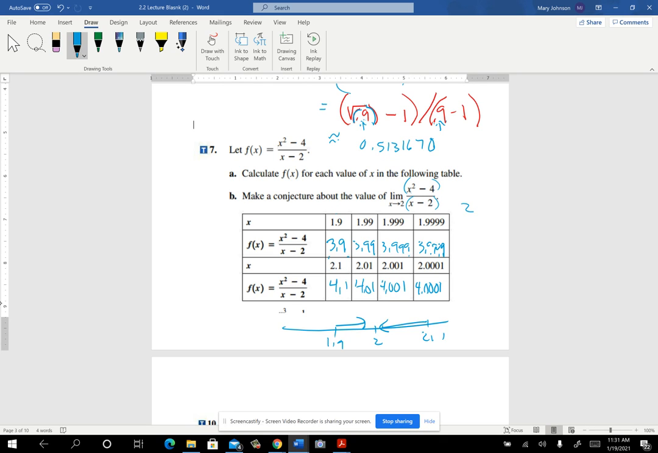All right, so as we approach 2 from the right, we're getting closer and closer and closer to 4. And as we approach 2 from the left, we're getting closer and closer and closer to 4. So our conjecture would be that the limit of the function as x approaches 2 would be the number 4.